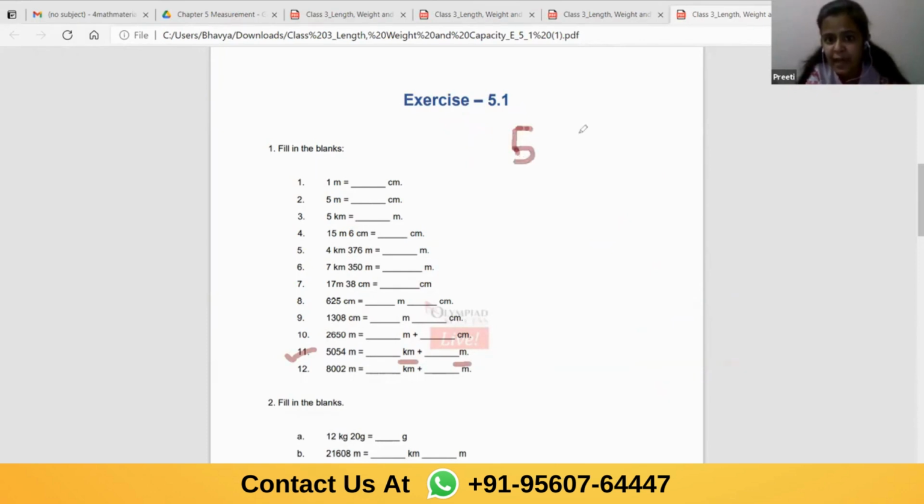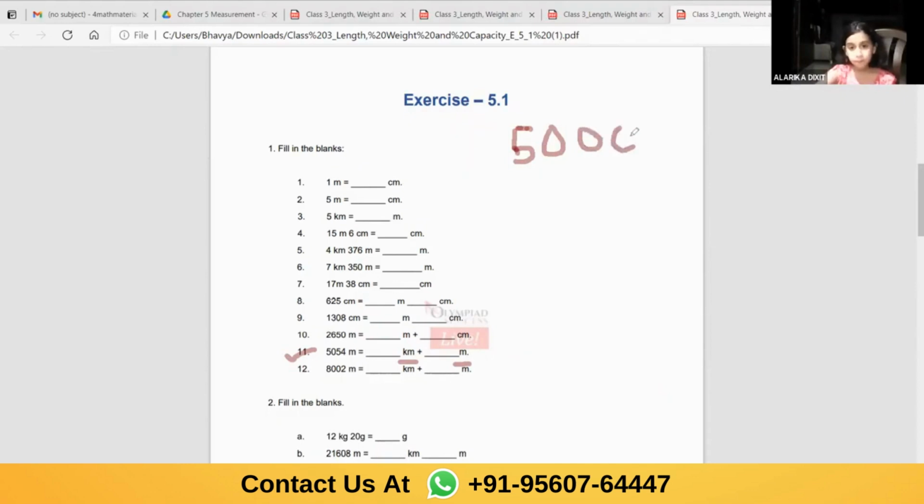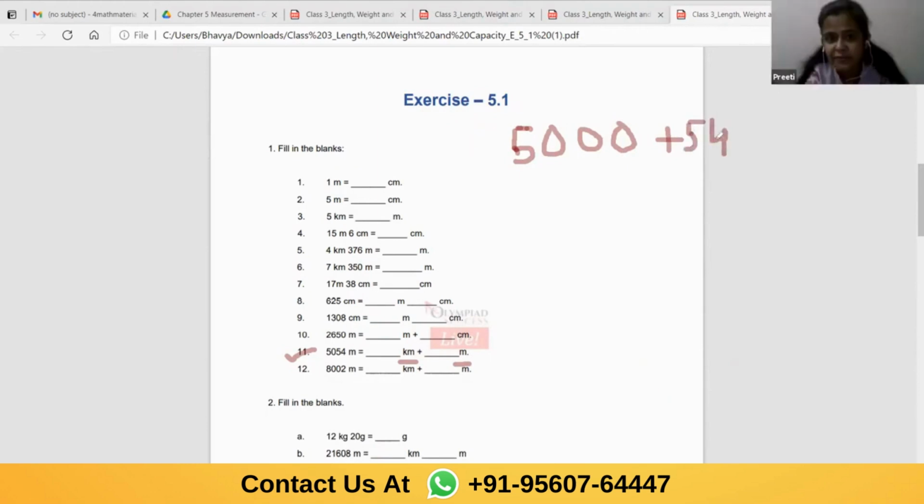The number is 5054, correct? Yes. Can I write it as 5000 plus 54? Will it be the same only? Yes. Okay. Now, can I change 5000 meters to kilometers? Yes. 1000 meters is equal to 1 kilometer. Right? So 5,000 meters is equal to what? 5 kilometer. Correct? And 54 is in meters. So the answer is 5 kilometer, 54 meter.